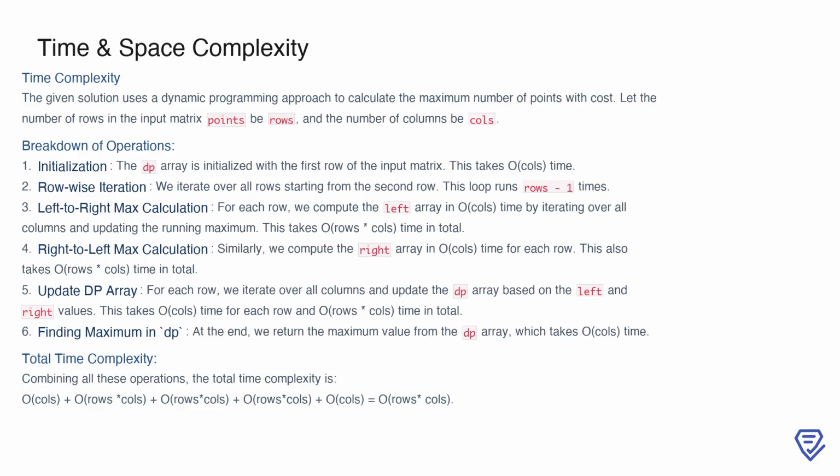Similarly, computing the right array as we move from right to left also requires O(cols) time per row. After calculating these arrays, we update the DP array by iterating over each column and combining the values from left and right, which again takes O(cols) time per row. Finally, at the end of all the rows, we find the maximum value in the DP array, which takes an additional O(cols) time. When we combine all these operations, the dominant term is rows * cols, as these are the operations that scale with both dimensions of the input matrix. Therefore, the total time complexity is rows * cols.